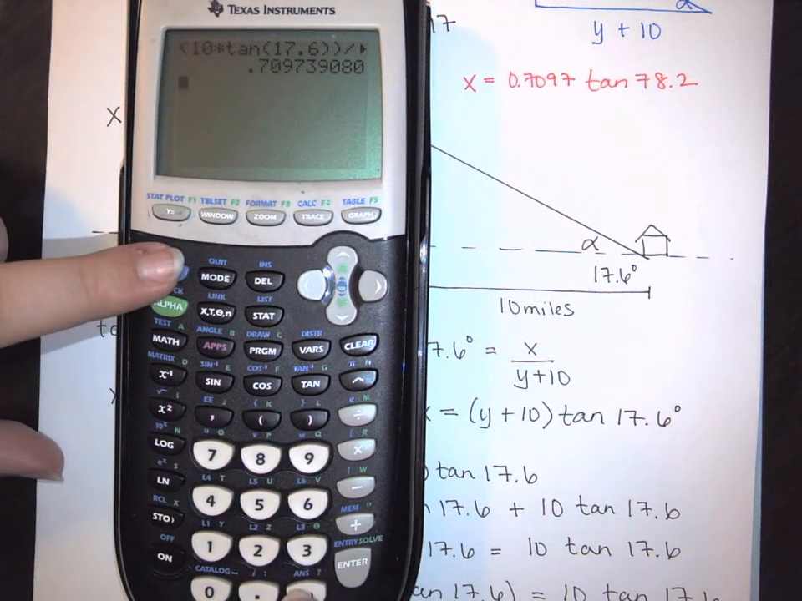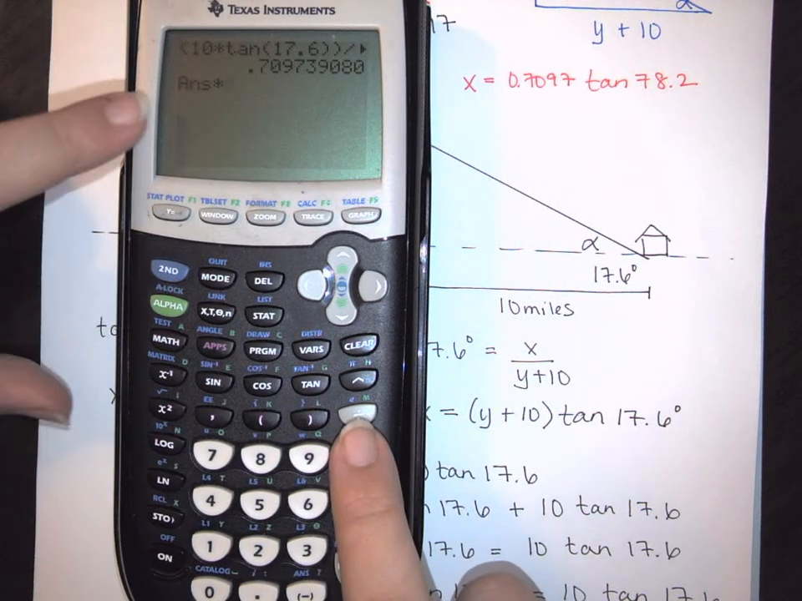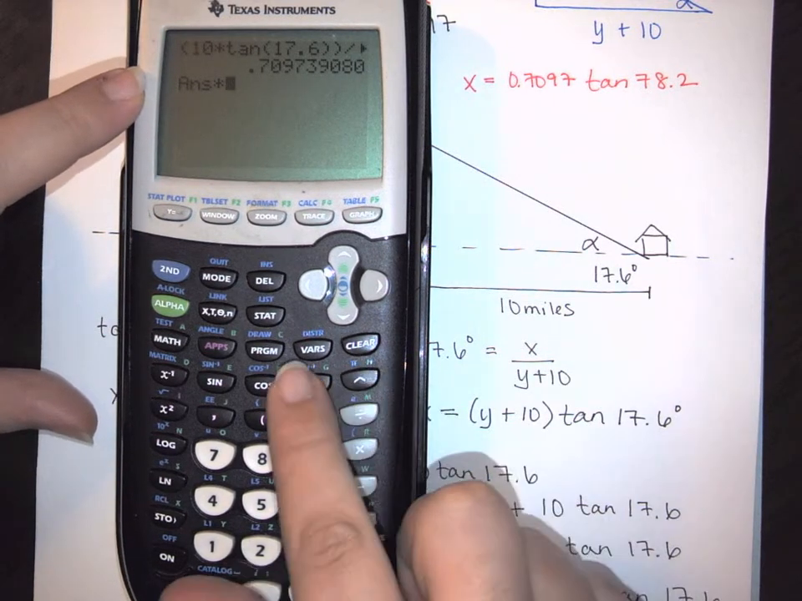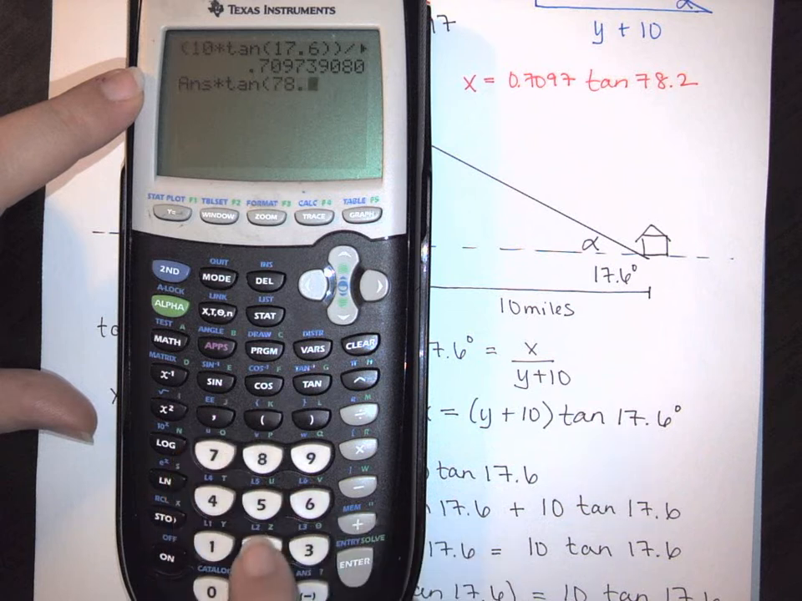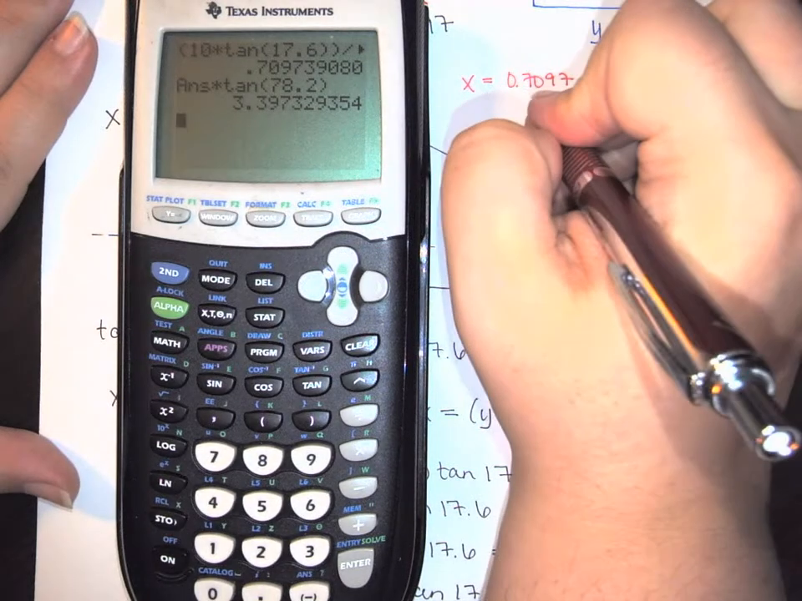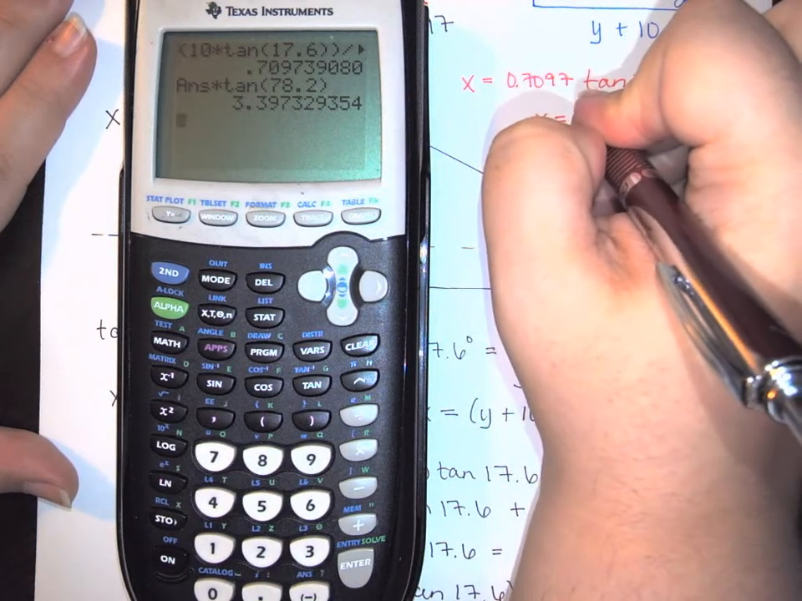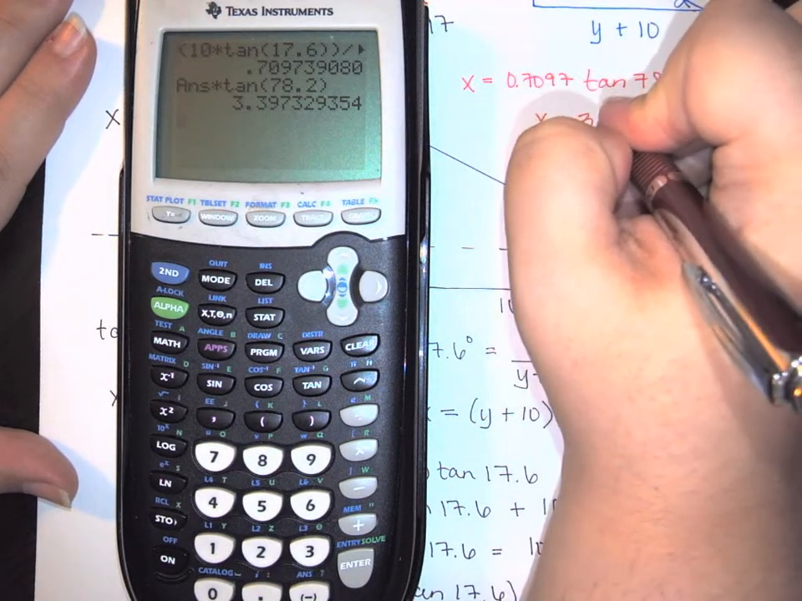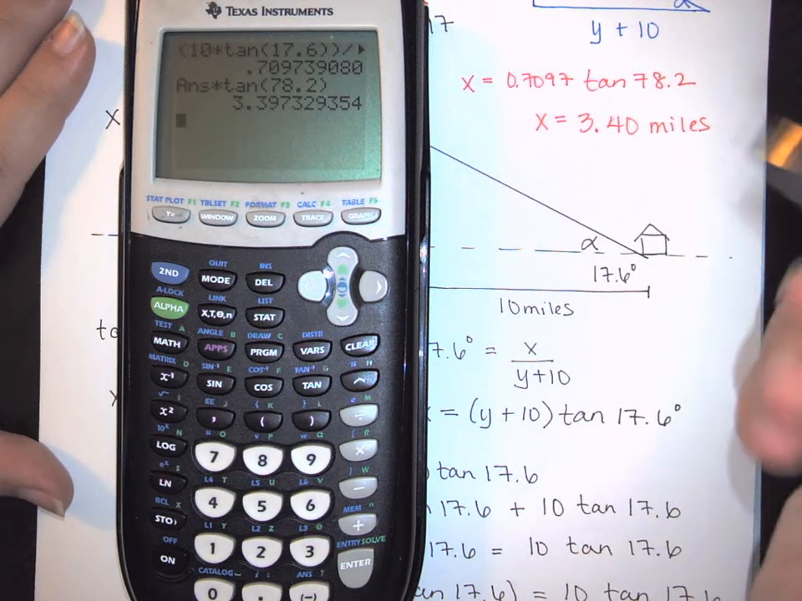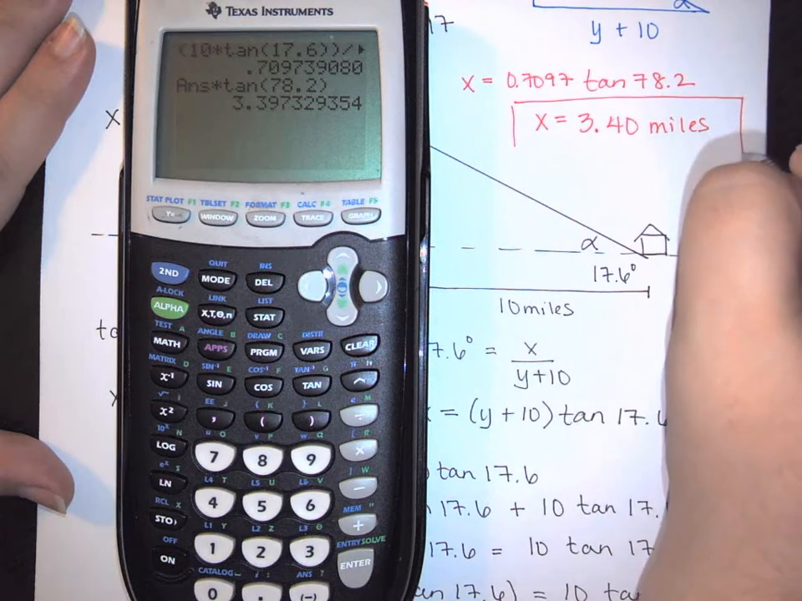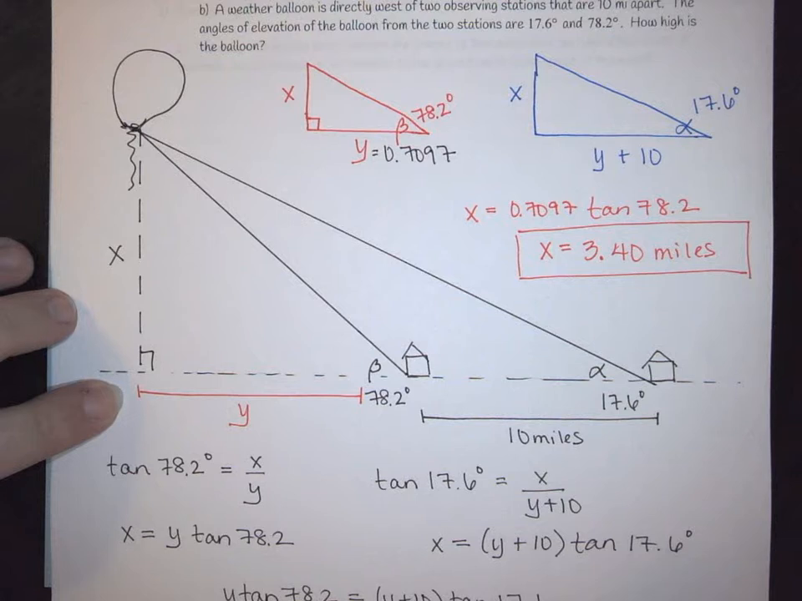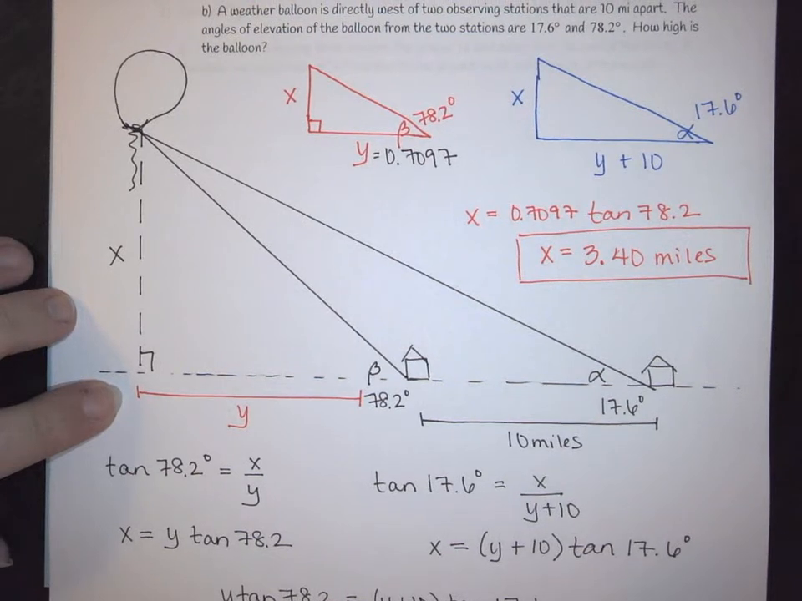So I would go times, so I get my answer that was in my calculator, and I'm going to multiply that by the tangent of 78.2. And then I'm going to go ahead and hit enter, and we come out with x being 3.40 miles. And so this is what we were looking for. We were looking for how high the balloon is off of the ground, and we come out with 3.40 miles.